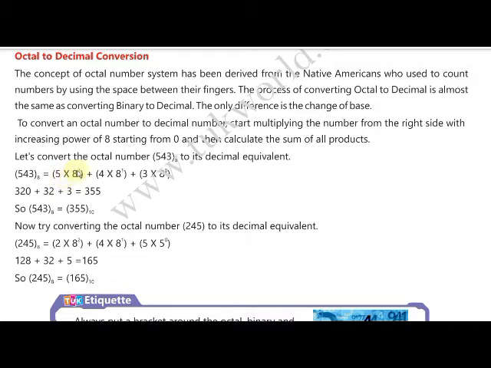Here we calculate the second power of 8. 8 into 8 is 64. 64 into 5, what will be the answer? 320. Now we have to calculate the addition, and the answer is 355. That means 355 is the decimal value for the octal number 543. I hope you all understand.